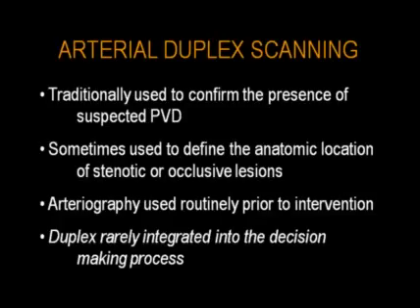Arterial duplex scanning, on the other hand, has traditionally been used only to confirm the presence of suspected peripheral arterial occlusive disease, or to confirm the presence of a lesion seen on some other imaging study. It was sometimes used to define the anatomic location of stenotic or occlusive lesions suspected by other indirect testing methods. But traditionally, arteriography was used prior to all interventions, and duplex was really rarely integrated into the decision-making process.